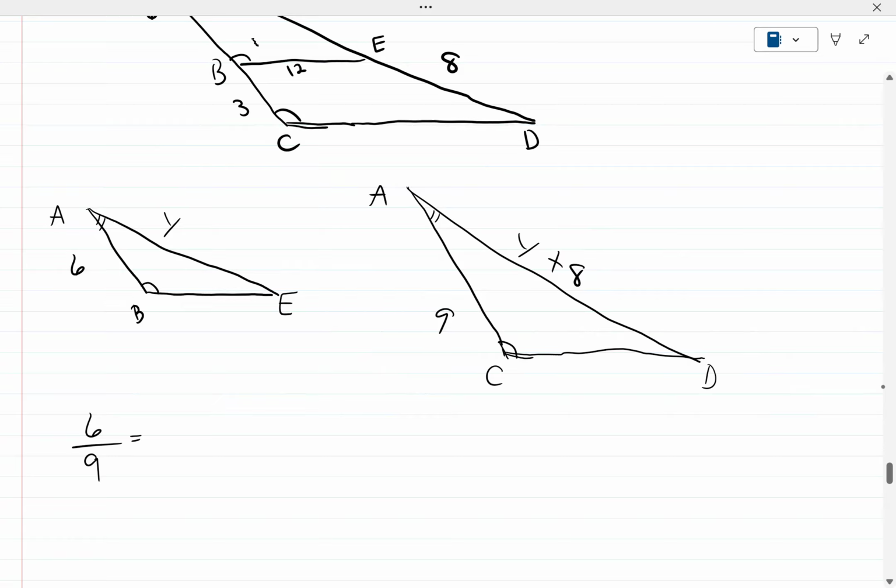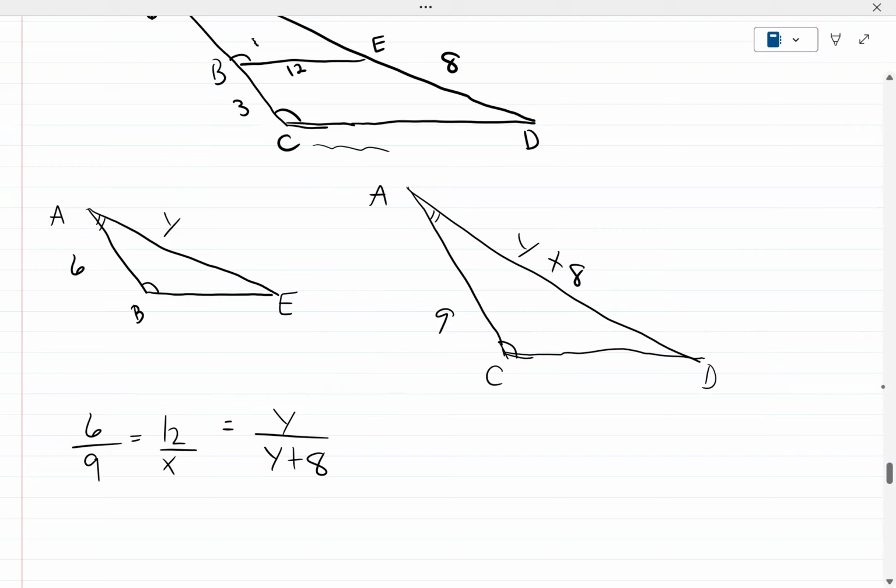Yes, so 6 to 9 goes with 12, and I don't know what this length is, so I'll call it X. And that equals to, we could do the hypotenuse, so you could say AE over AD. So that would be Y over Y plus 8. So as you can see, we have two unknowns, two different letters.